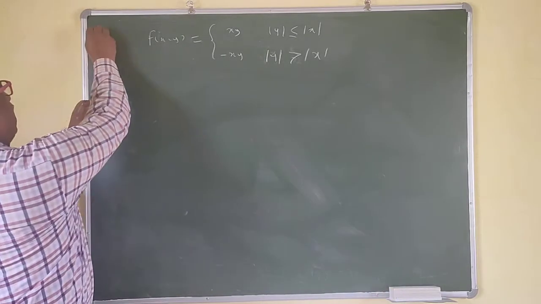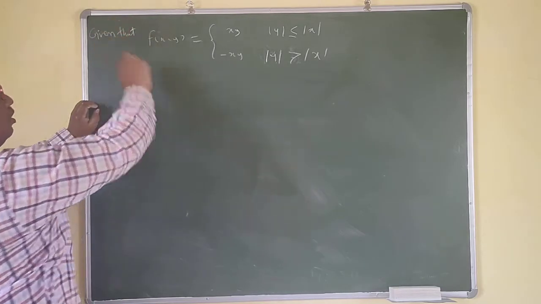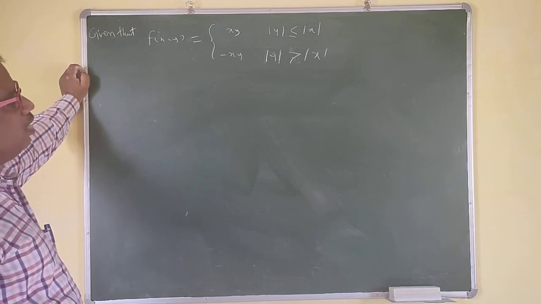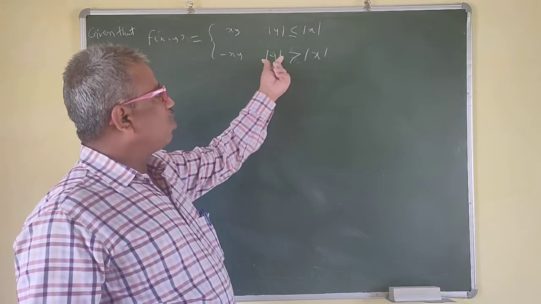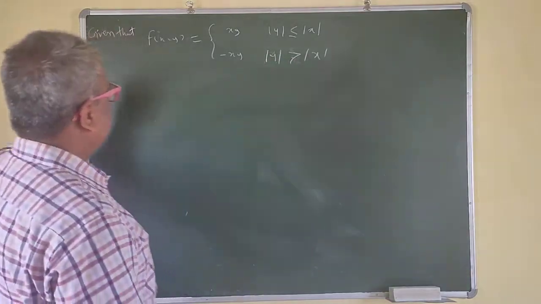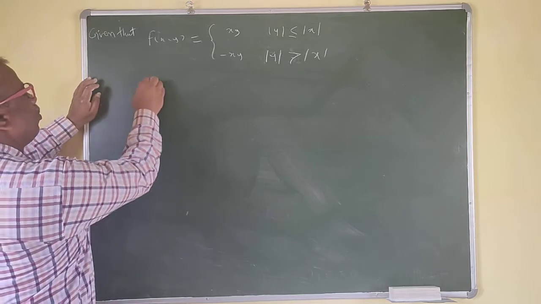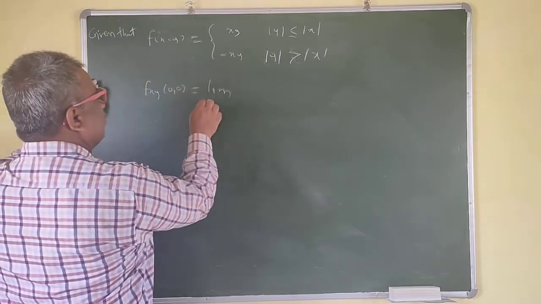So, solution. Given that f(x,y) is equal to xy if |y| is less than or equal to |x|, and minus xy if |y| is greater than |x|. Okay, so we'll write the formula. What is the formula for f_xy(0,0)? We'll write the formula for the limit.